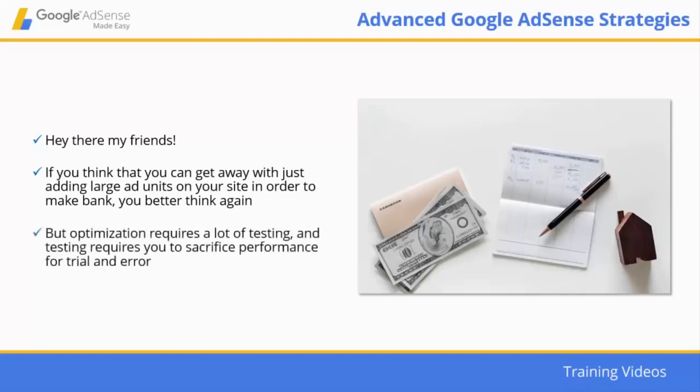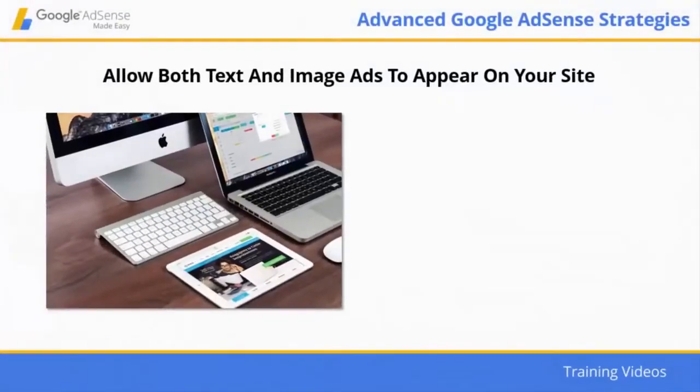But optimization requires a lot of testing, and testing requires you to sacrifice performance for trial and error. To help you avoid that, we've decided to give you the best tips and tricks that will allow you to optimize AdSense from the get-go. Allow both text and image ads to appear on your site.